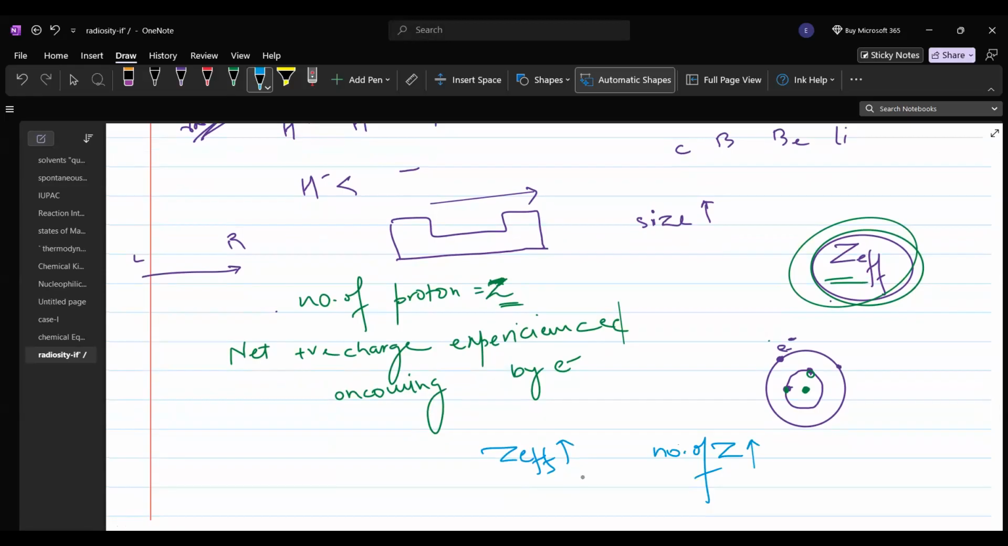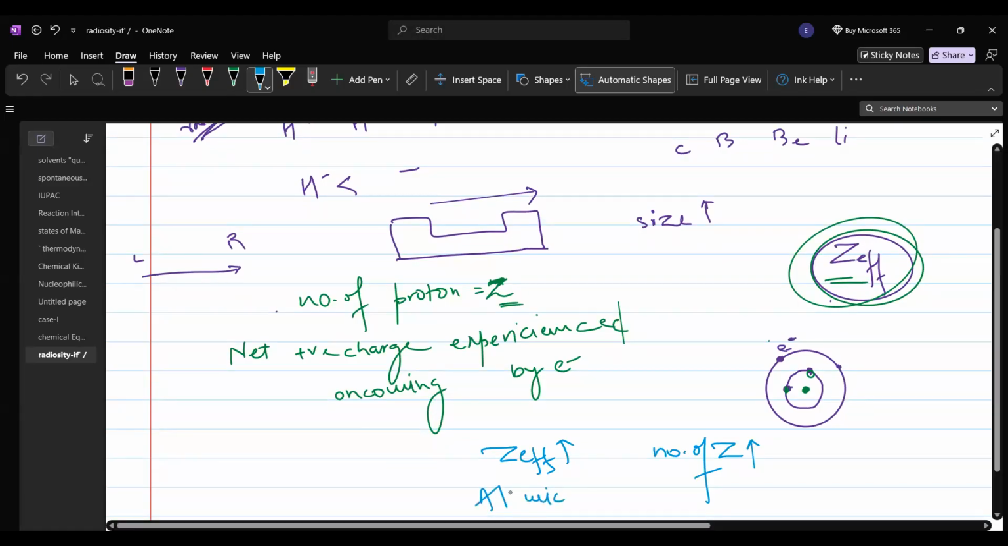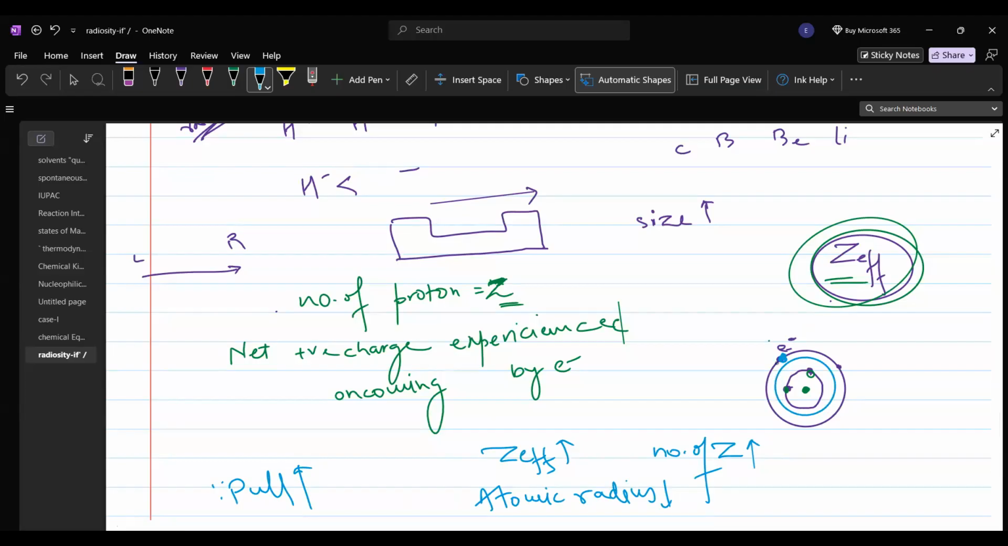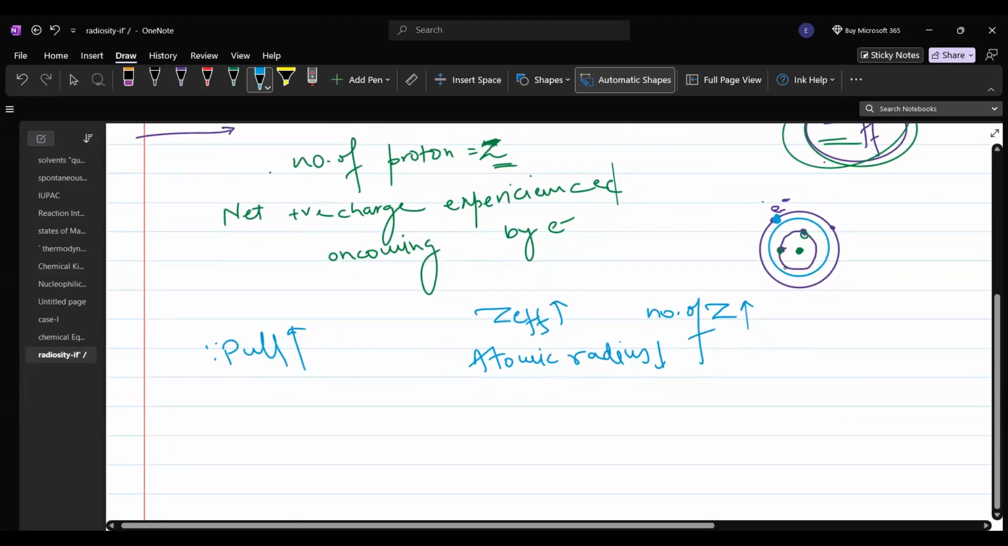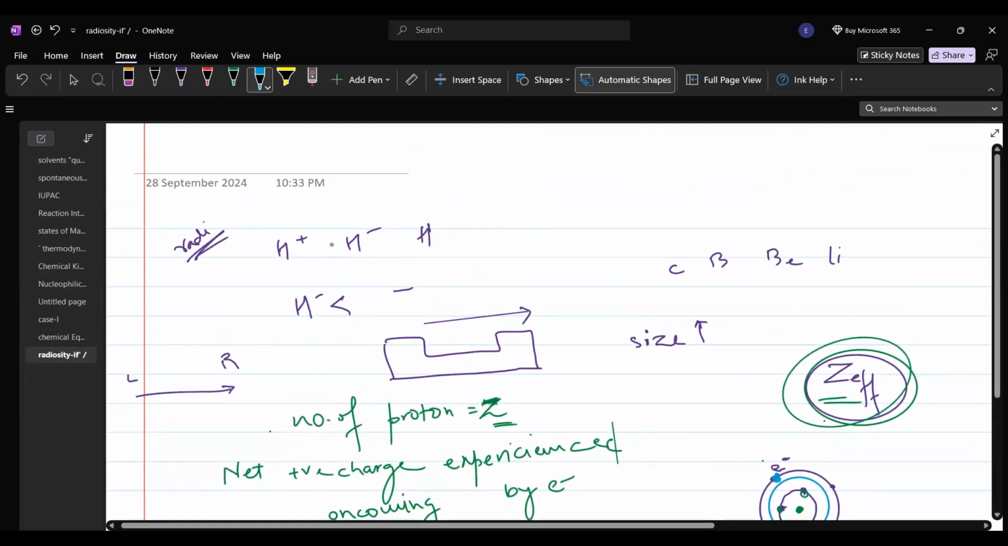Okay, so as Z effective is increasing, can we say that atomic radius will reduce? Atomic radius will reduce. Why? The pull is increasing. Since pull is increasing, right? You can write this down as pull. The pull of electron increases. You can understand, right? The radius will decrease. Are you getting my point? As pull will increase, the radius will decrease, right? Good. So this is the most important thing here. Understood? Now let's comment on this hydrogen one.